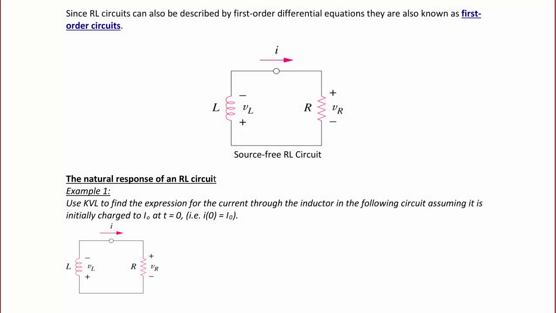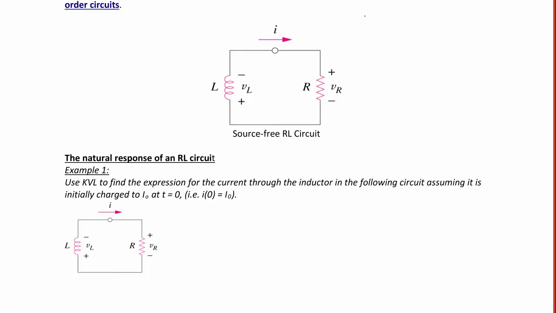So now let's derive the differential equation and the natural response for a first-order circuit that includes a resistor and an inductor. Here we have an inductor in parallel with a resistor, and the first step in the analysis is to write the KVL equation. The KVL equation is VL plus VR equals 0. Substituting that the voltage across an inductor is L di/dt, and using Ohm's law, the voltage across the resistor is I times R, we get L di/dt plus I times R equals 0.